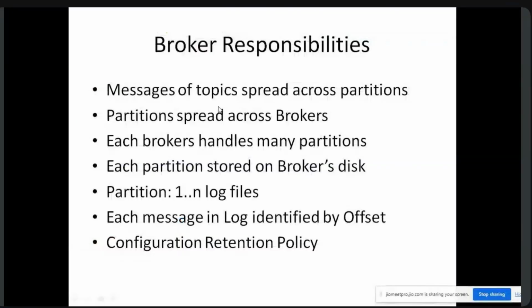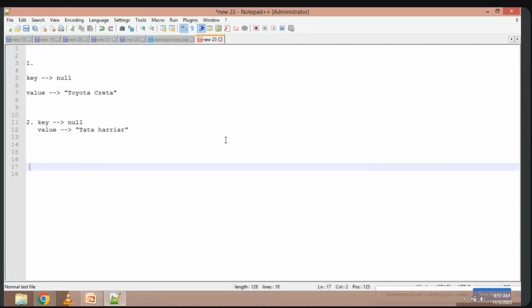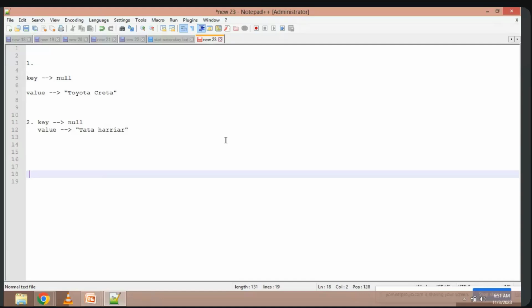So now my question is, what is the benefit of sending all your messages to a single partition? Can you tell me? If you have any idea, or if you can guess, otherwise I'll tell you. Of sending all the messages to the same partition.